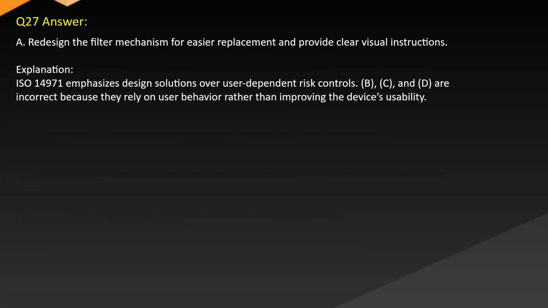Answer A. Redesign the filter mechanism for easier replacement and provide clear visual instructions. Explanation: ISO 14971 emphasizes design solutions over user-dependent risk controls. B, C, and D are incorrect because they rely on user behavior rather than improving the device's usability.